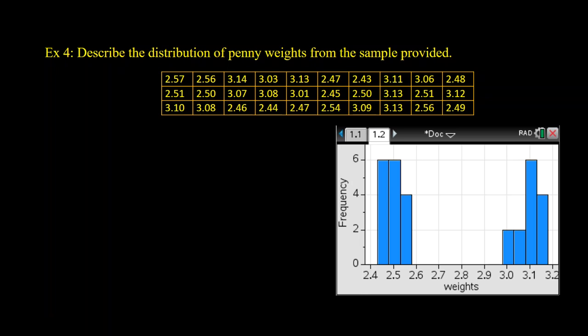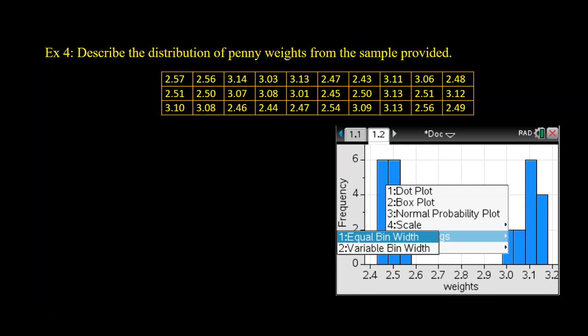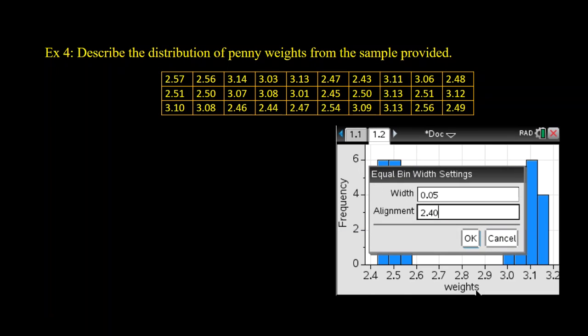I'm going to, again, do Control Menu for a right click. And I'll have bin settings. And I want to pick equal bin width, number 1. You always want equal bin widths. The bin is the size of the bars, what I'm counting by. So I'm going to switch that width to 0.05. And the alignment, which is where it starts counting from, to 2.40. Sometimes you may have to experiment with this, just mess around with different bin settings.